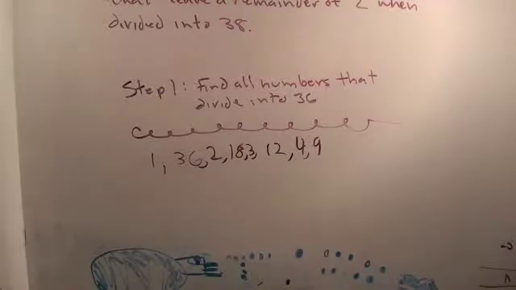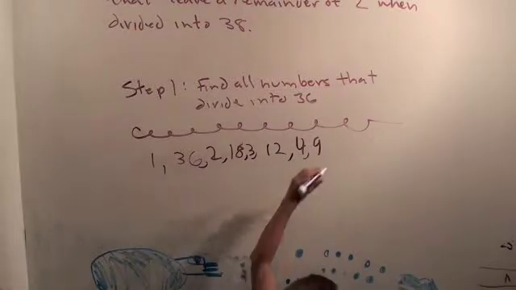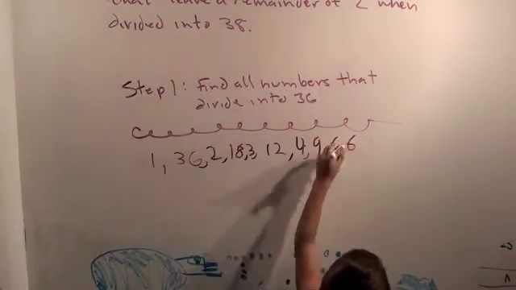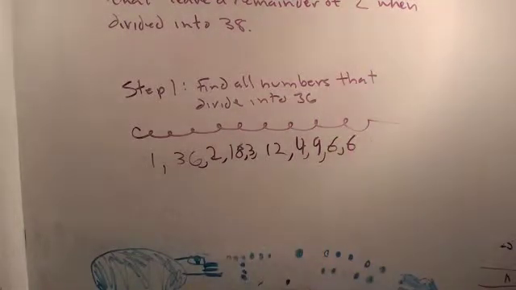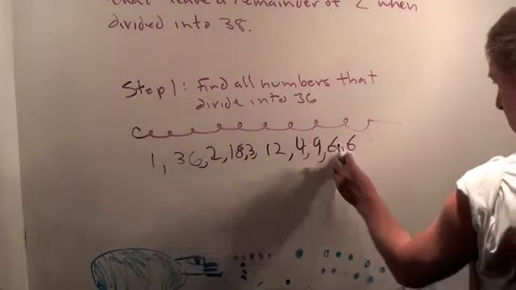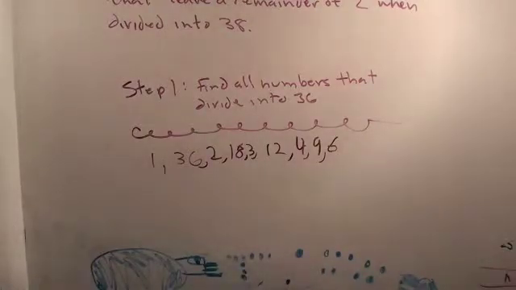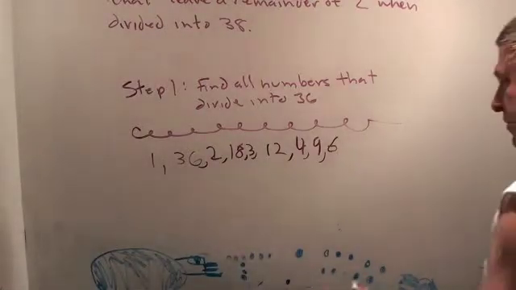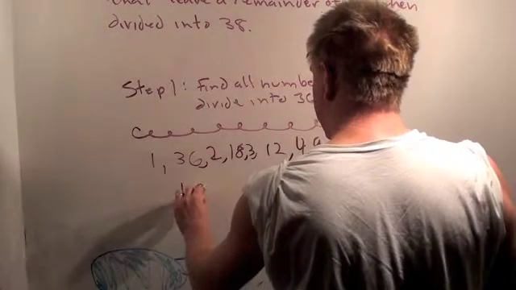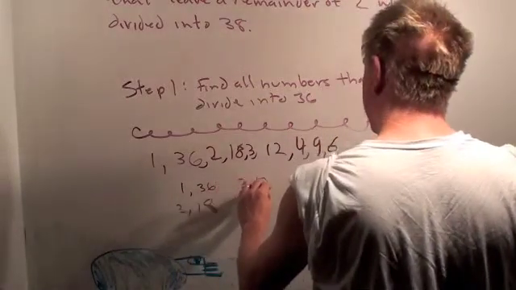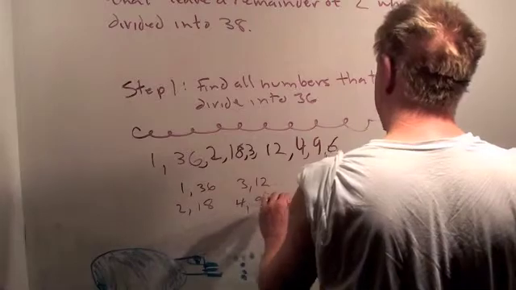That's because 6 times 6. So you only need to write the 6 once. Okay. So very good. That turns out to be all of them. You see how when you were writing the pairs down, 1 and 36, 2 and 18, 3 and 12, 4 and 9, and then 6.